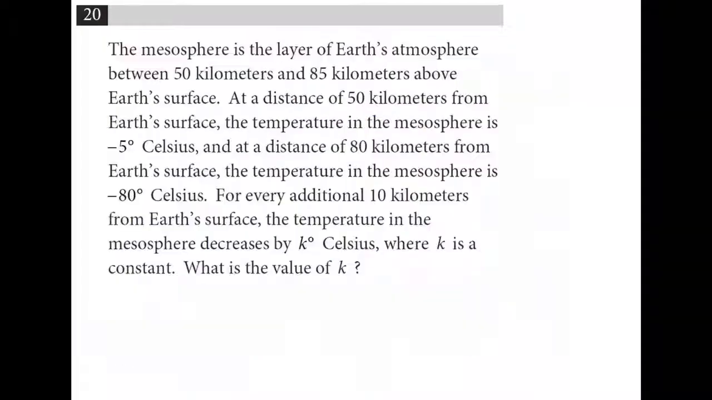Number 20. The mesosphere is the layer of Earth's atmosphere between 50 kilometers and 85 kilometers above Earth's surface. At a distance of 50 kilometers from Earth's surface, the temperature in the mesosphere is -5 degrees Celsius, and at a distance of 80 kilometers from Earth's surface, the temperature in the mesosphere is -80 degrees Celsius. For every additional 10 kilometers from Earth's surface, the temperature in the mesosphere decreases by k degrees Celsius, where k is a constant. What is the value of k?